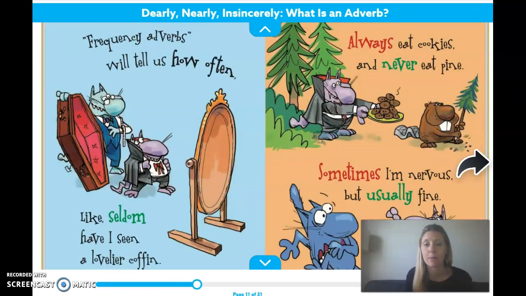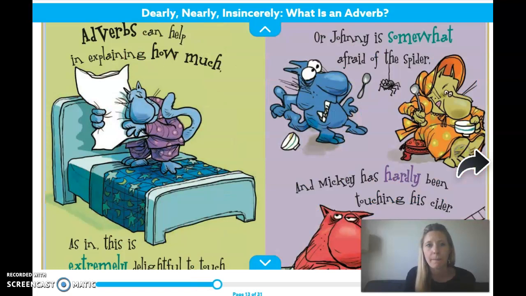Frequency adverbs will tell us how often. Like seldom have I seen a lovelier coffin. Always eat cookies, and never eat pine. Sometimes I'm nervous, but usually fine. Adverbs can help in explaining how much, as in this is extremely delightful to touch, or Johnny is somewhat afraid of the spider, and Mickey has hardly been touching his cider.